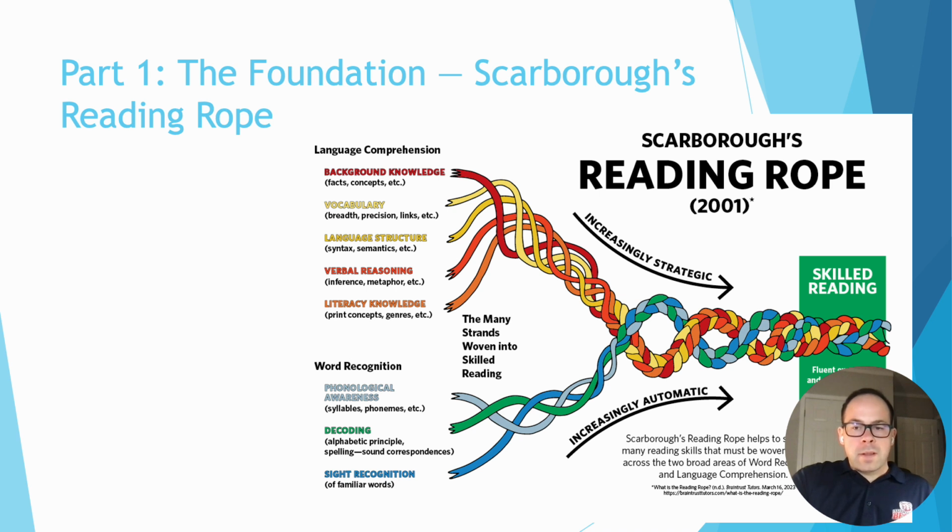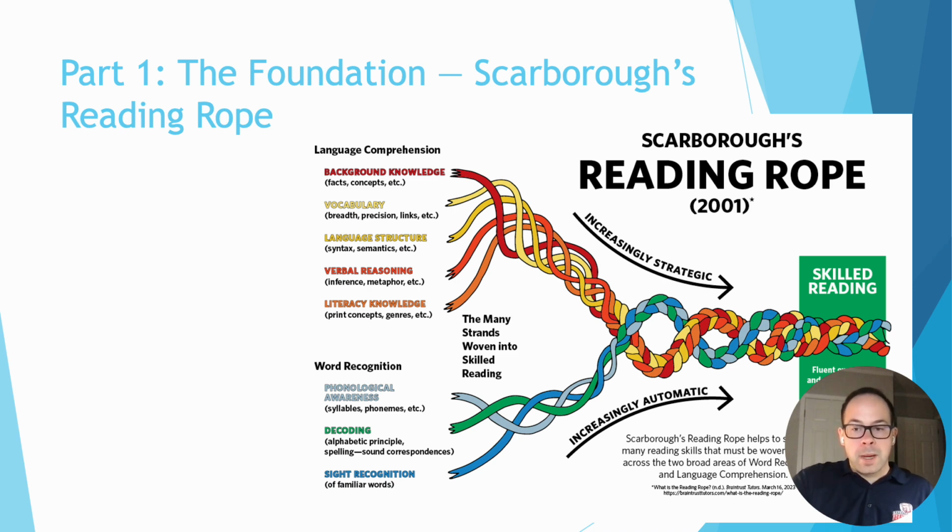Let's start with what many of us already know, especially if you've already watched the video. In the Scarborough's Reading Rope video, Hollis Scarborough presents reading as the weaving together of two major strands, language comprehension and word recognition, and I've included that graphic here on the screen. Each of those strands includes smaller strands: background knowledge, vocabulary, syntax, verbal reasoning, phonological awareness, decoding, sight recognition. Over time, these strands become increasingly strategic and automatic, and that rope begins to tighten. And then skilled reading emerges.